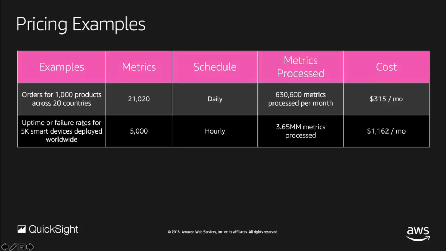Another common use case for anomaly detection is monitoring, like for uptime and failure rate. In this case, let's say you have 5,000 smart devices deployed worldwide. So the number of metrics that QuickSight will be processing is 5,000. But because you want to look at the data more granularly, you schedule it to run hourly. So for every hour you want to be notified of when there are anomalies for any particular smart device. The number of metrics in that case that QuickSight will process is 3.65 million metrics processed per month. That is 5,000 times 730 hours per month, and that averages to around $1,100 per month. So this example gives you a sense of how you think about the number of metrics being processed and the cost associated with it.